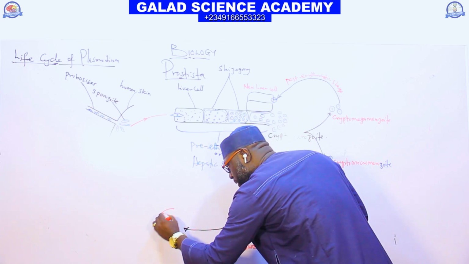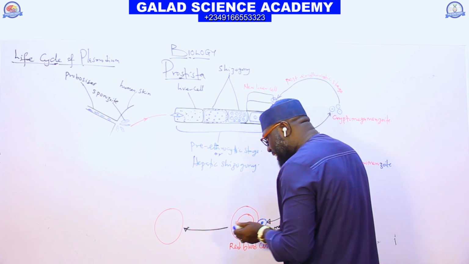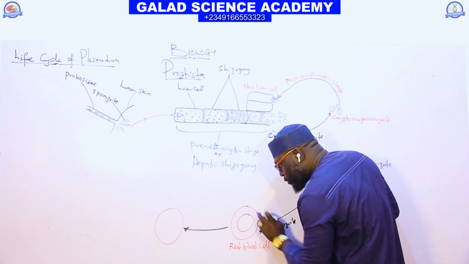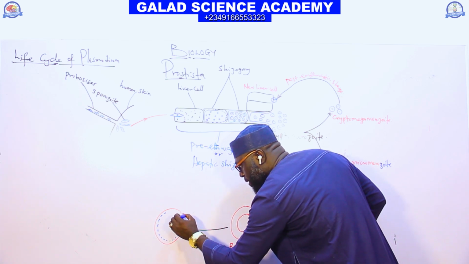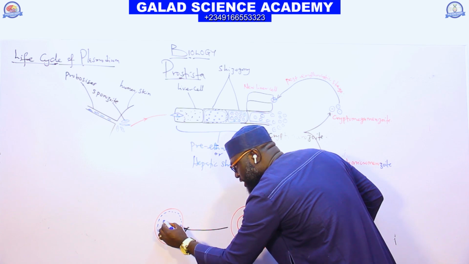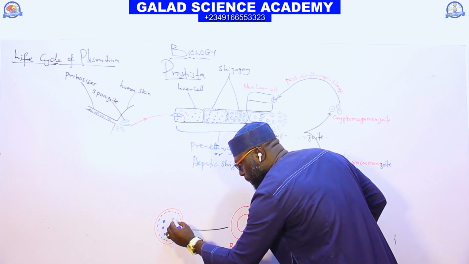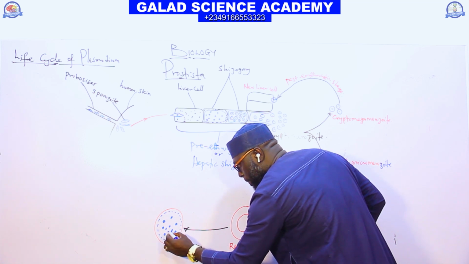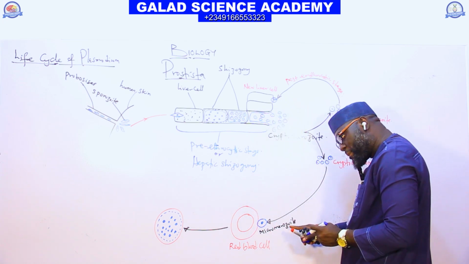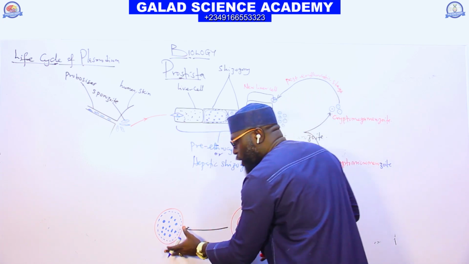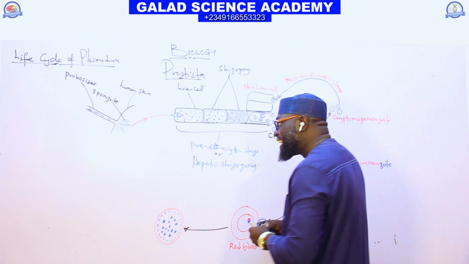So you now have our red blood cell in this form. And inside here, this one will occupy the space of the red blood cell, and its nucleus will divide. And this micromerozoite will feed on the hemoglobin of the red blood cell.